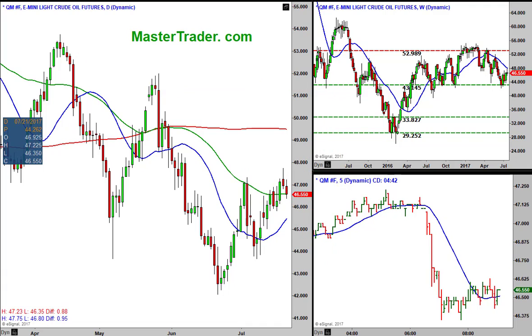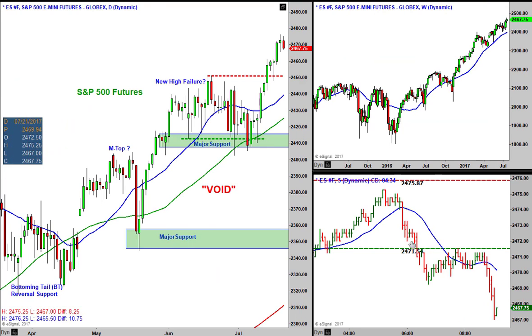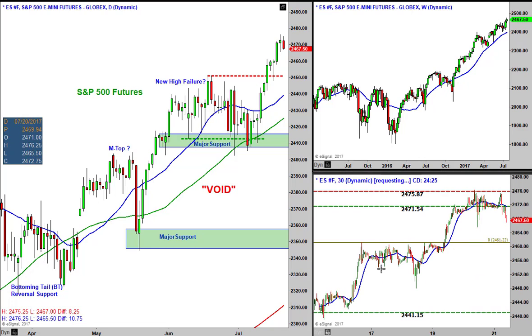All right, let's take a look at the other markets, and we can get going here. S&Ps, right, coming in a little bit, and here's the rollover that's coming in a little bit more. Let's turn this over to a 30-minute, so you can see the retest area.